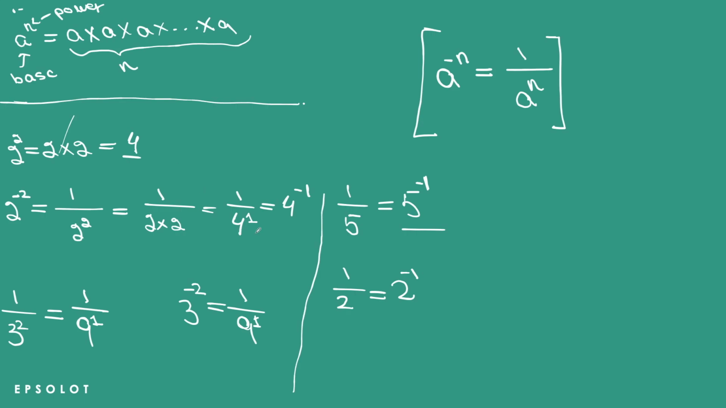But this is essentially what is happening behind the entire process. If something is raised to the power of a -2, then what it means is that you need to rewrite it as 1 over 2 to the power of 2, and then since that is simply 2 times 2, which is 4, you get 1 over 4, and then you get a 4 to the power of -1.